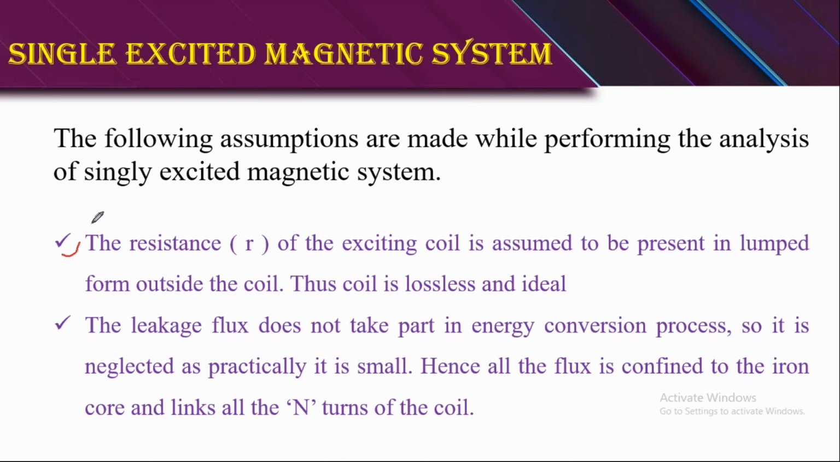The first assumption is the resistance of the exciting coil, that is, the resistance we put in the input source. The exciting coil means the coil which carries the current, which is called the excitation coil, and it is assumed to be lumped from the outside of the coil. Lumped means we can easily insert and we can easily remove. Thus the coil is lossless and ideal.